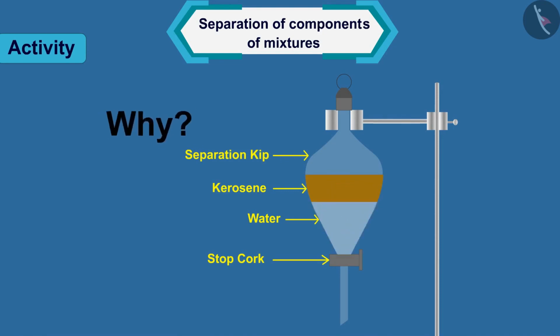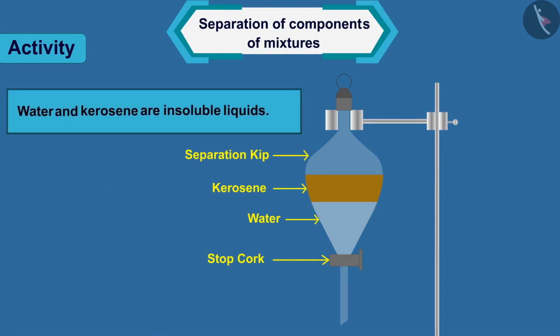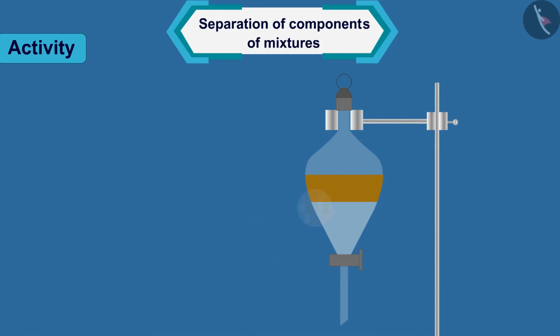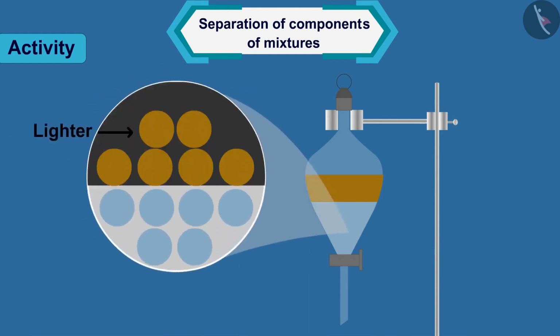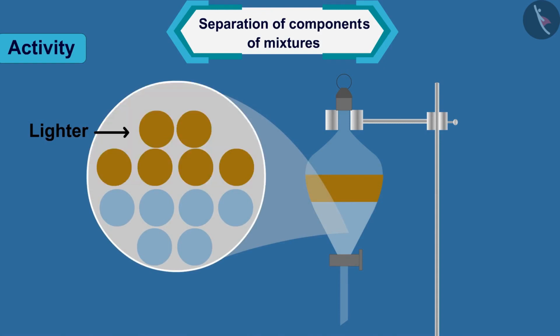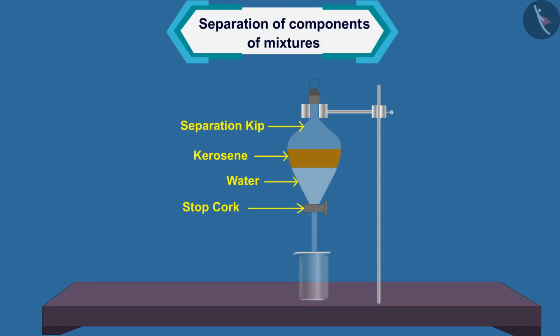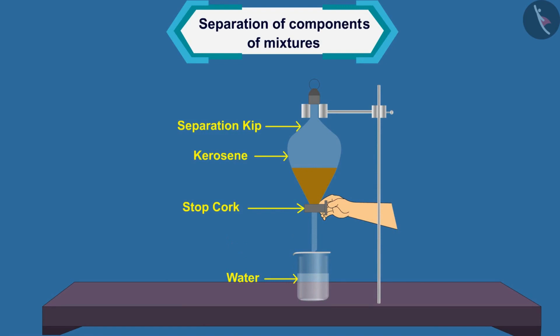But why so? This is possible because water and kerosene are insoluble liquids. Kerosene, being lighter than water, rises upwards to form a separate layer. And due to the water being heavy, it remains in the bottom layer. Now, we can open the stopcock of the separating funnel carefully and remove the bottom water layer into a beaker. Close the stopcock as soon as the oil reaches the bottom.